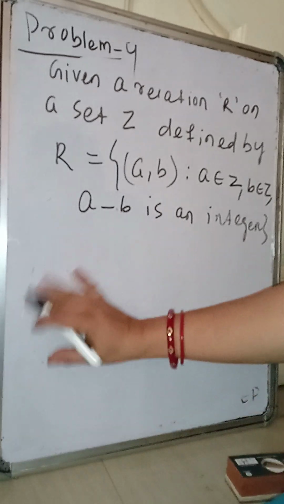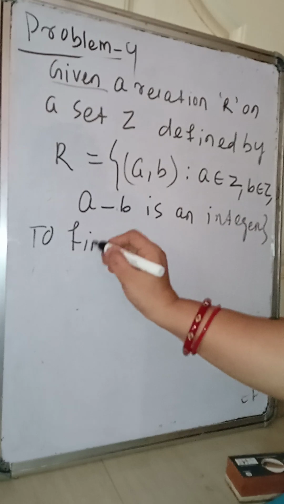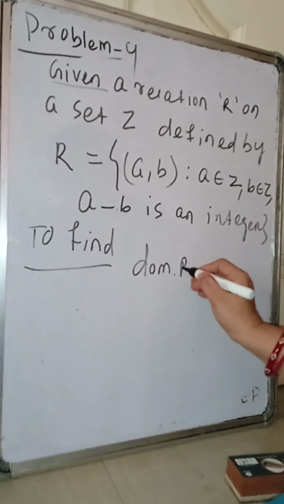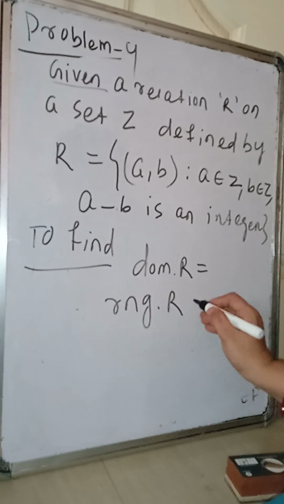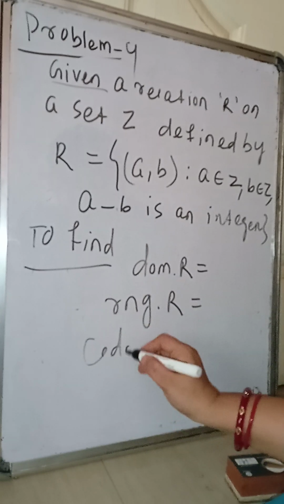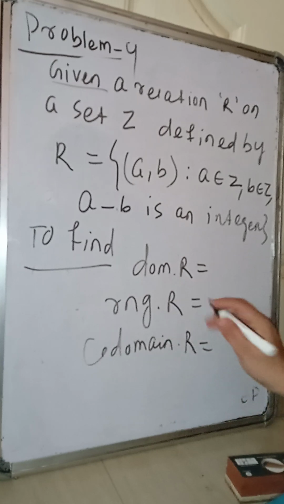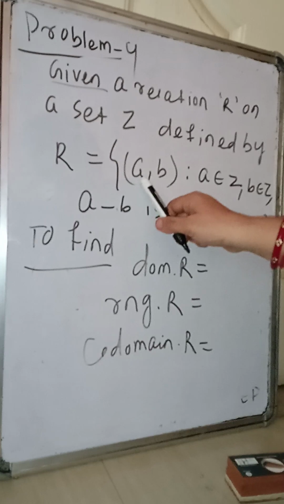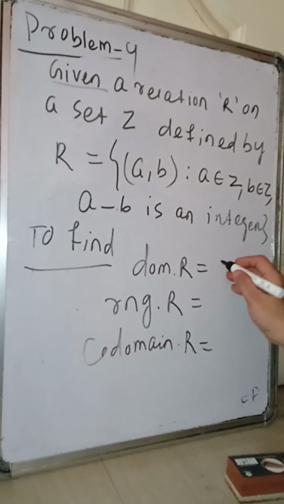So what will be the domain? This is your question, this is given. What you have to find: find the domain of the relation and the range of the relation. Also the codomain; for any relation you can find all these three things. So the domain of the relation means the collection of the first elements. The first elements come from set Z, so the domain of relation R is Z.